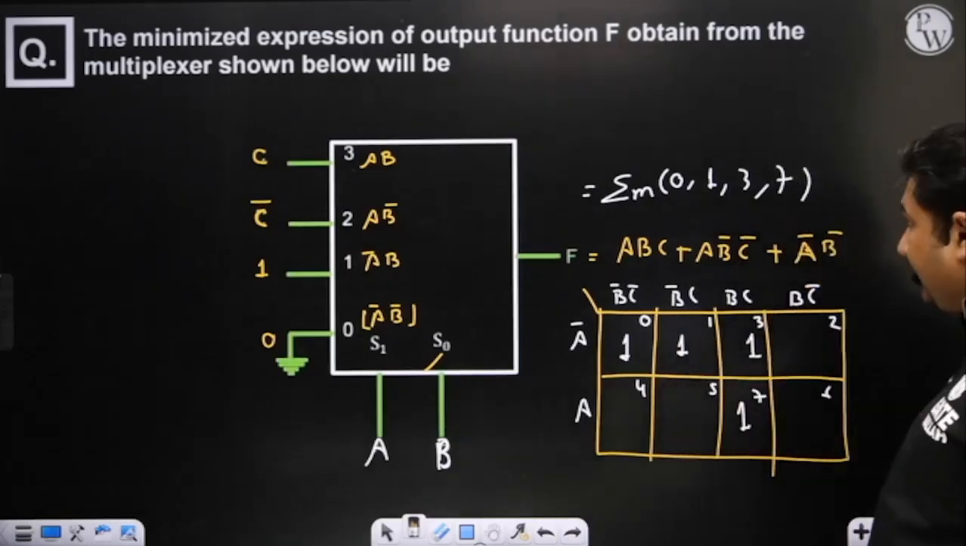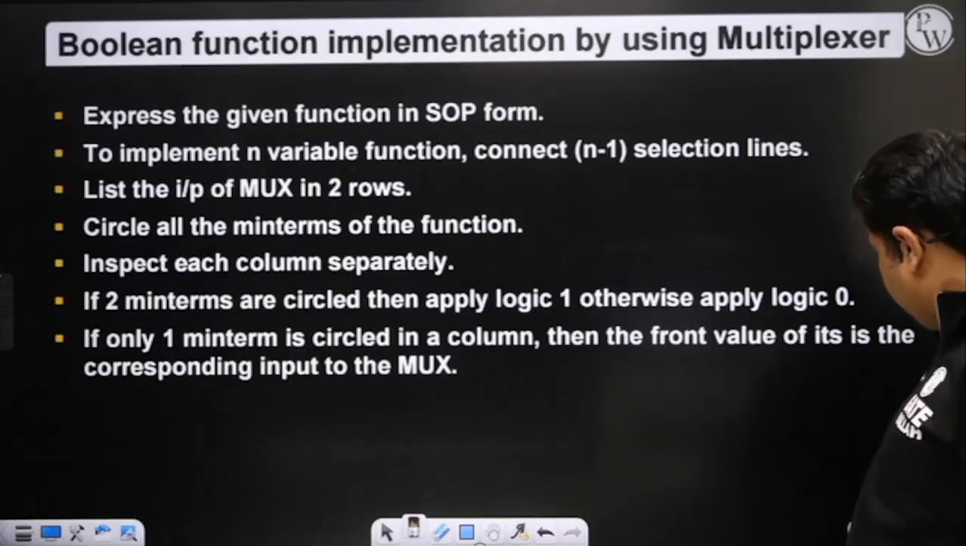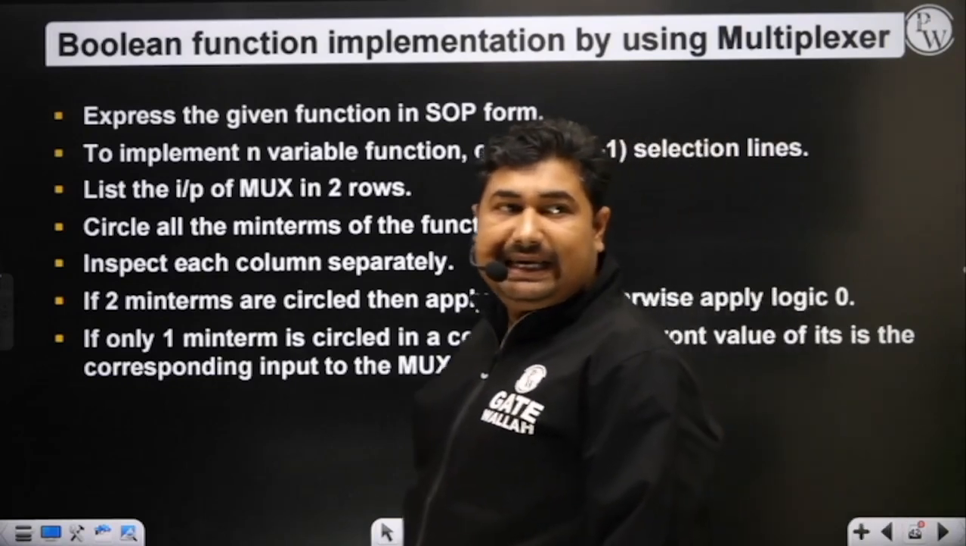Great, sir. Now, let's talk about how to implement any desired function.